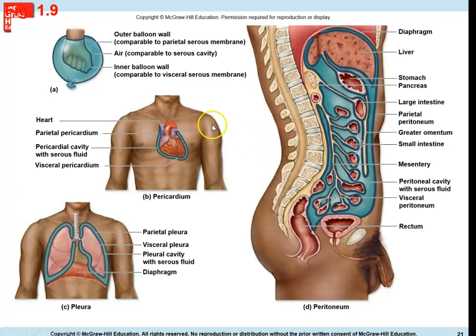What I want to show you on this diagram is this. Imagine that you have blown up a balloon, and you take your fist and you push your fist inside the balloon. This outer part of the balloon would be like the parietal layer, whereas this inner part that is in contact with your fist is the visceral layer. This space here would be the potential space, and that has a different name depending on which organ you're talking about. So, for the lungs, it would be the pleural space.